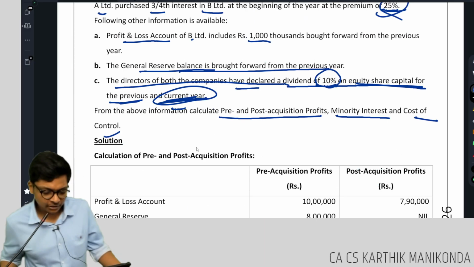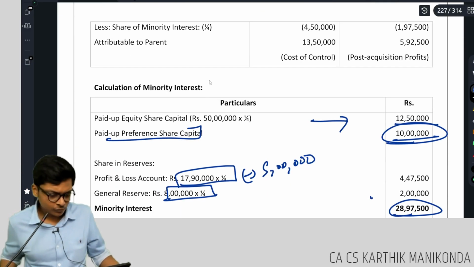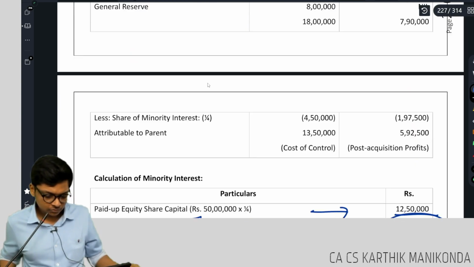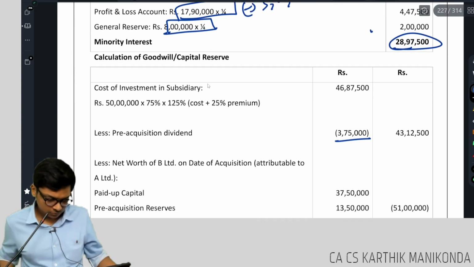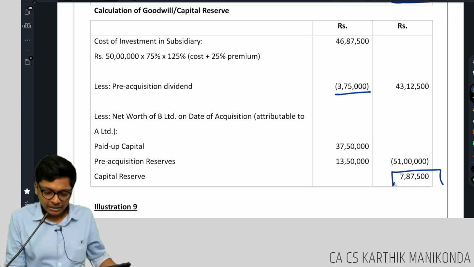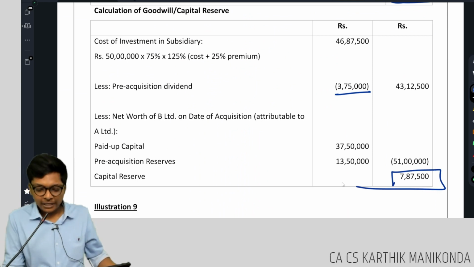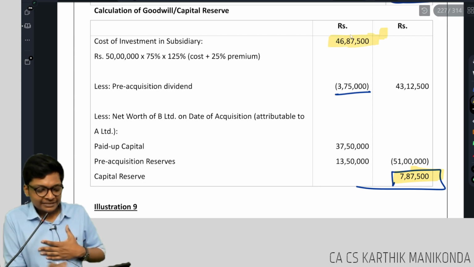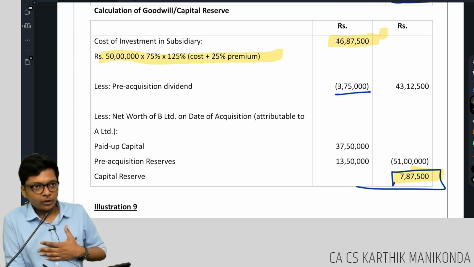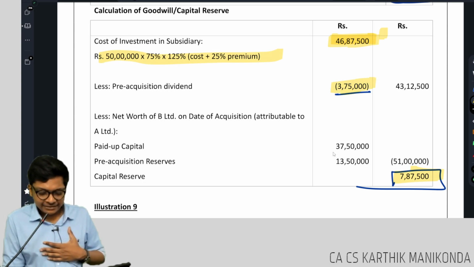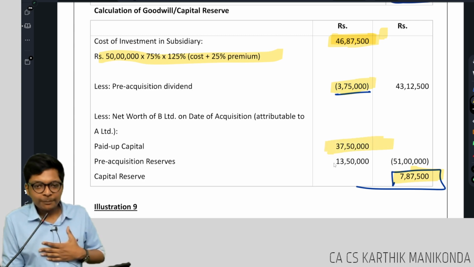Let me check if it's correct. Where is that? Yeah, 7 lakh 87,500. Are you following? Now look at this. Cost of investment, we got it same, 46. This one less dividend. Then net assets is 37 lakh 50 plus pre-acquisition, you get 7 lakh 87.